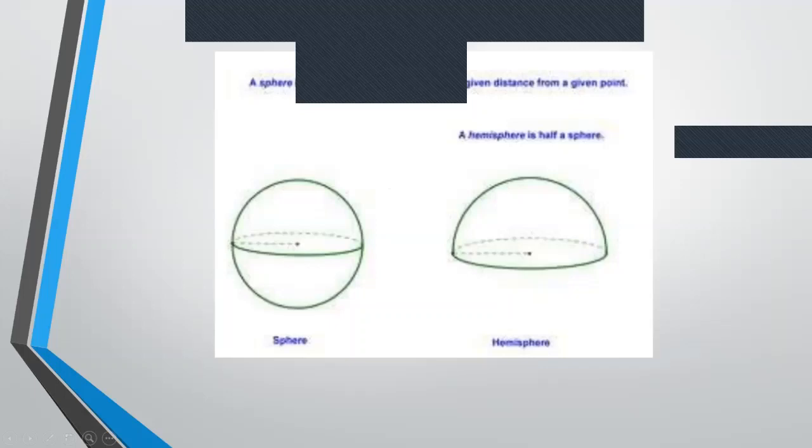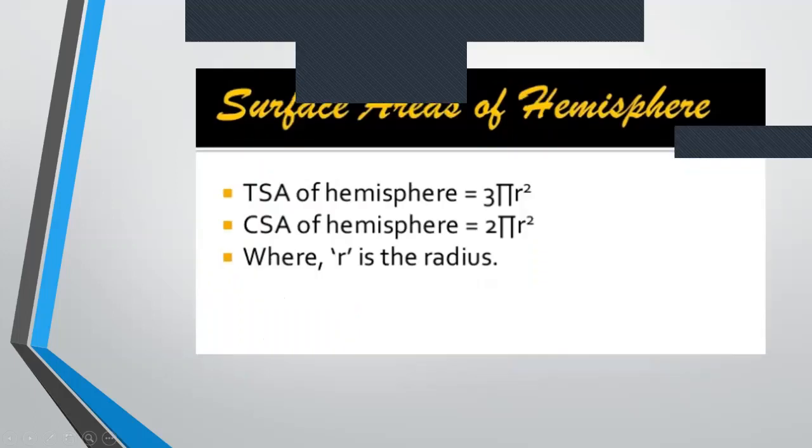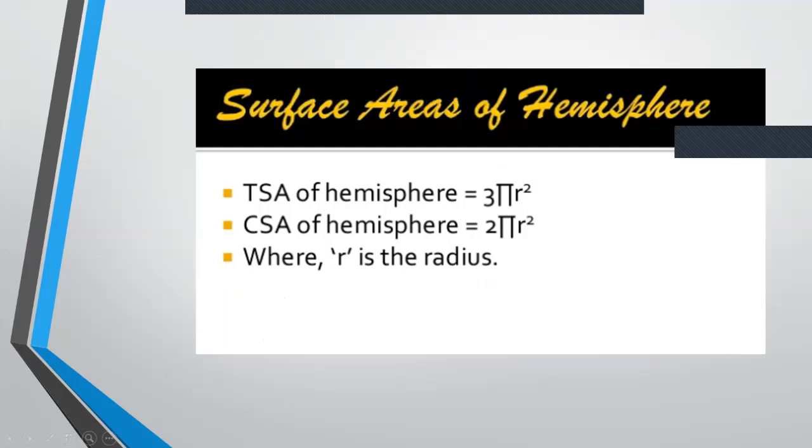But remember that a hemisphere is like a watermelon cut into two halves. It has this base also, and this base has the area of a circle, that is pi r square. So the total surface area of a hemisphere is 2 pi r square plus pi r square, making it 3 pi r square. Are we clear about this, children? That is why the total surface area of a hemisphere is given as 3 pi r square, and only the curved surface area of a hemisphere is 2 pi r square. Are you all noting the formulas? Yes, ma'am.